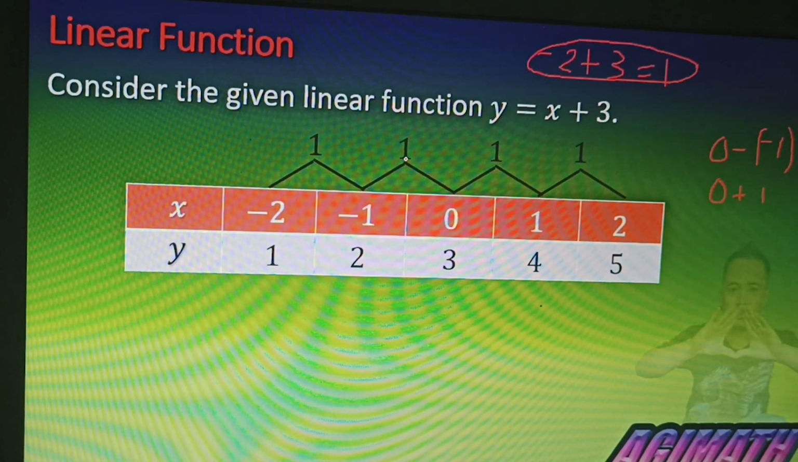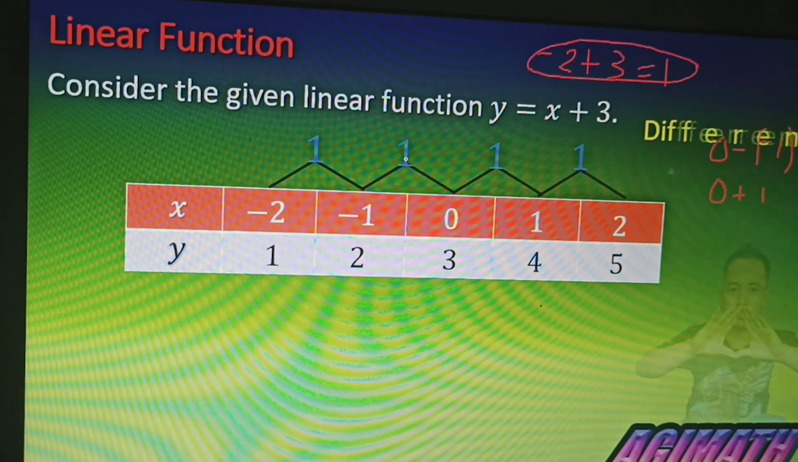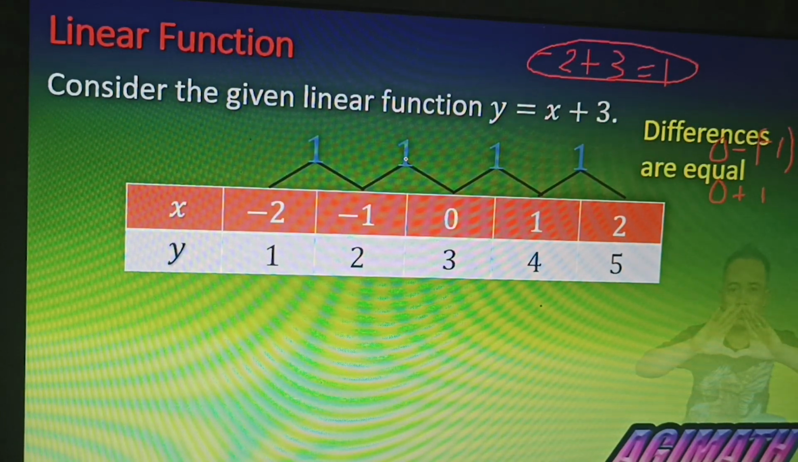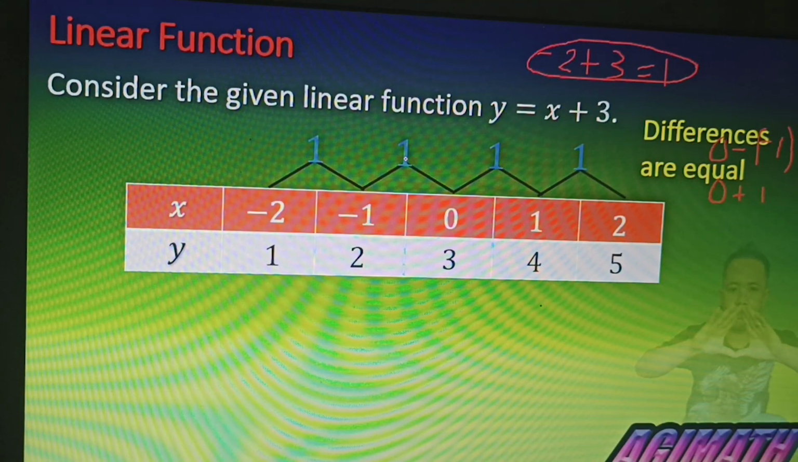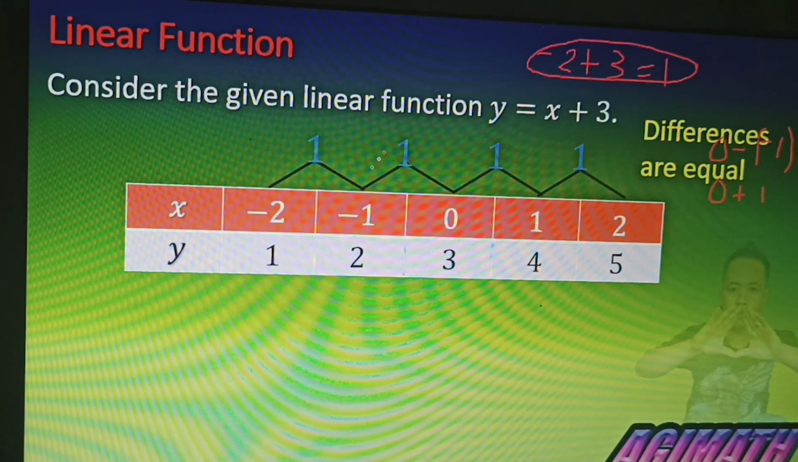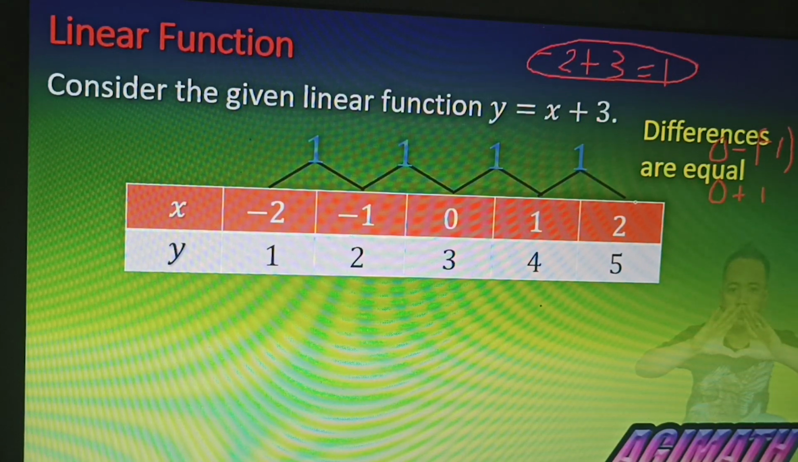So what do you observe? Differences are equal. So that's what I said earlier. Because I'm going to show a property, I make sure that the difference between my values in x are equal. So I'm just showing to you that they are really equal.